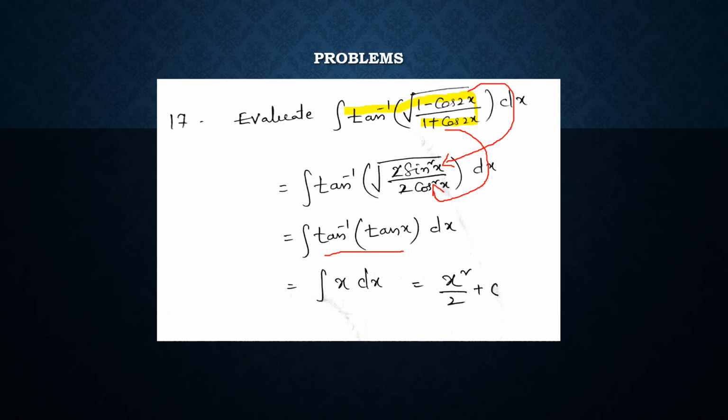We have tan inverse of tan x is equal to x. Tan inverse of tan theta is equal to theta. So by using that formula, we can write it as integral x dx. So integral x dx is equal to x squared by 2 plus c. So this is the solution.